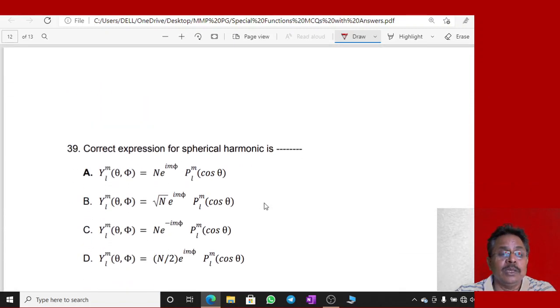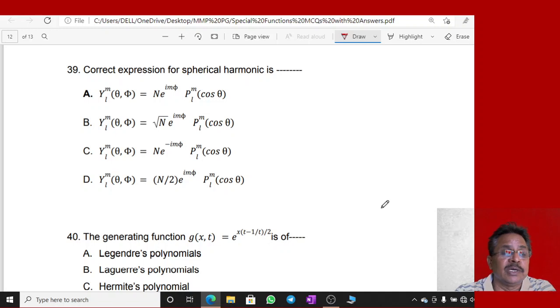Now, as we have discussed earlier, question number 39, the correct expression for spherical harmonics. Now there are four options given. As we have already discussed, this option A is Ylm. Y is the symbol used for the spherical harmonics, which is a function of two independent variables theta and phi, given by capital N into e raised to im phi, multiplied by this Plm of cos theta. Now replacing this x by cos theta, we obtain the associated Legendre polynomial, and that is the part of the spherical harmonics.